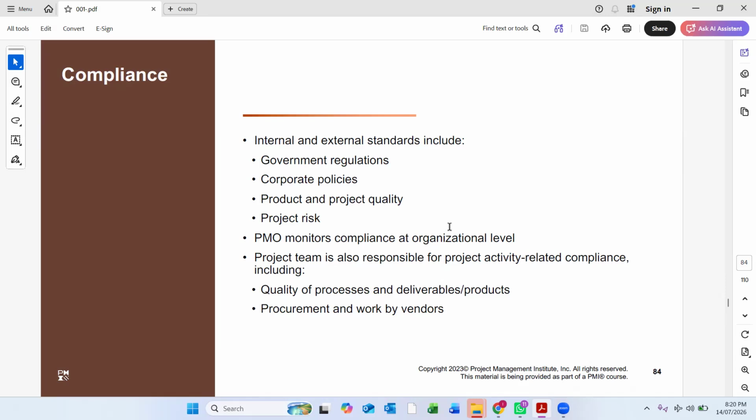If any client has a requirement of a material vendor list, there is an approved vendor list for some projects. So that is one of the compliance. You are procuring the material from those particular vendors, which is approved by the client. That is also part of the compliance. You are complying to the corporate policies, the HSE policies, the quality policies. And you are also compliant with the project risk.